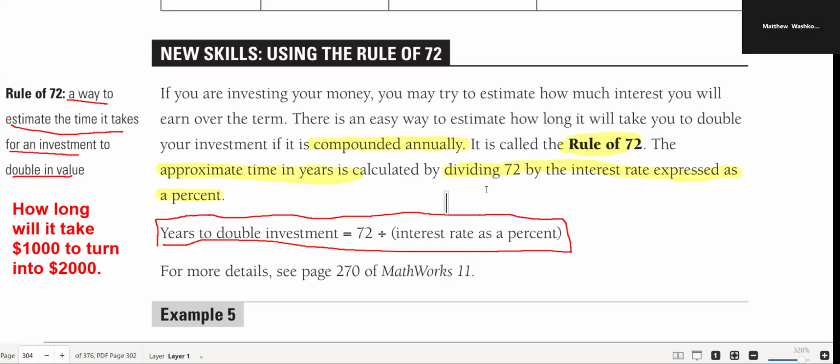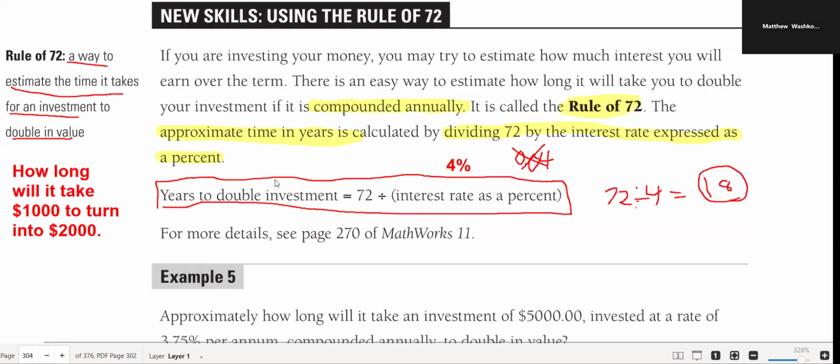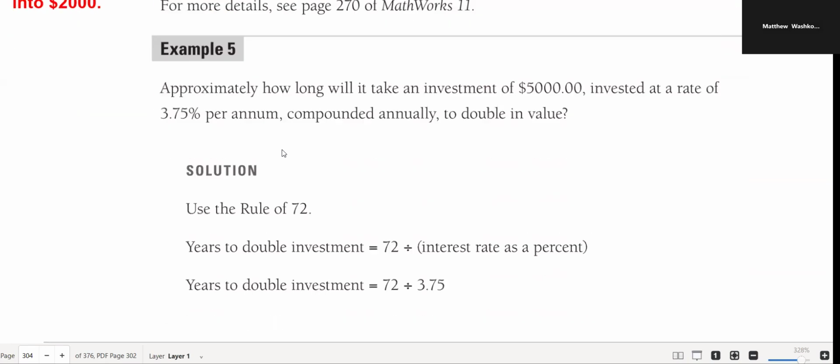So for example, if I give you a 4% interest rate, it's not 0.04 in this case, right? As a percent. 72 divided by 4, it would take 18 years at a 4% interest rate compounded annually to turn $1,000 into $2,000. That's how that works. You can check it if you want, but you're fine.